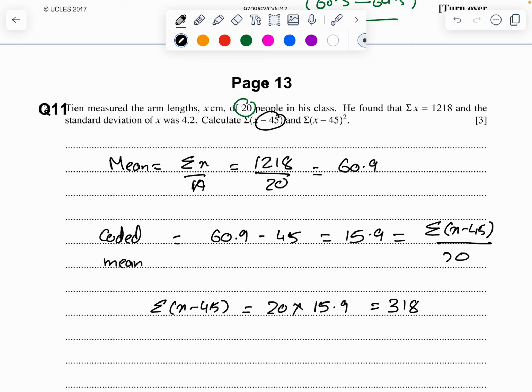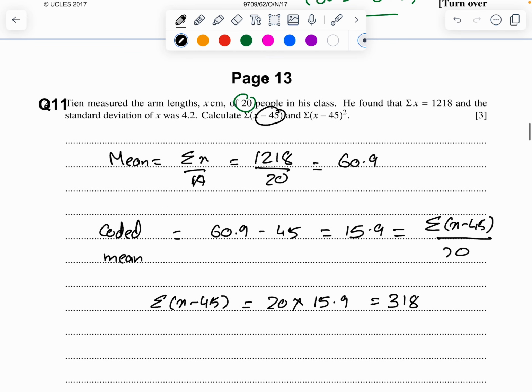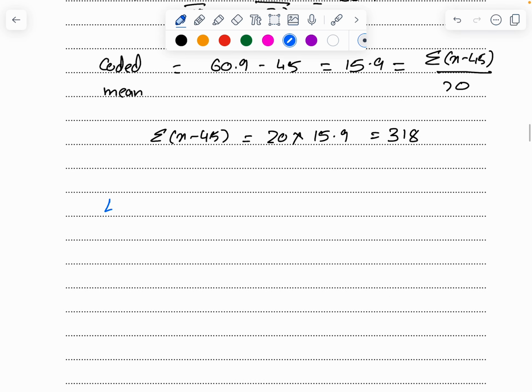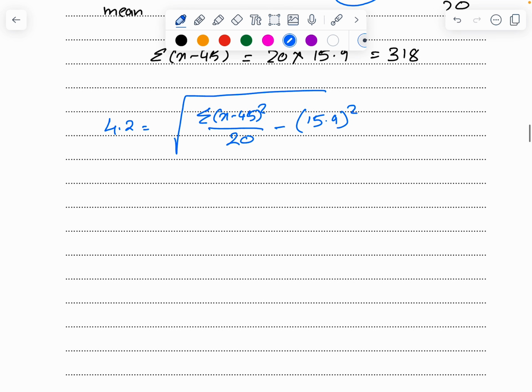Next it is asking us to find sigma of x minus 45 whole square. Whenever you're doing the subtraction, the standard deviation will remain the same. So 4.2 should be equal to, despite the coding, it will remain the same, sigma of x minus 45 whole square upon n, minus coded mean, which was 15.9, whole square. So 4.2 square equals sigma of x minus 45 whole square upon 20 minus 15.9 square.